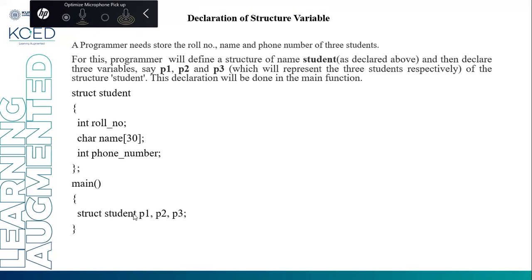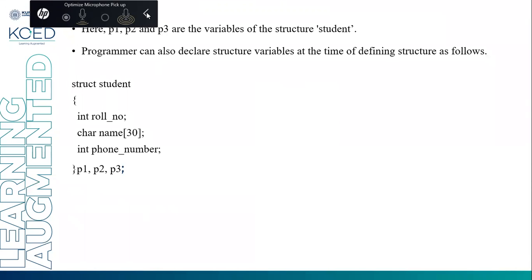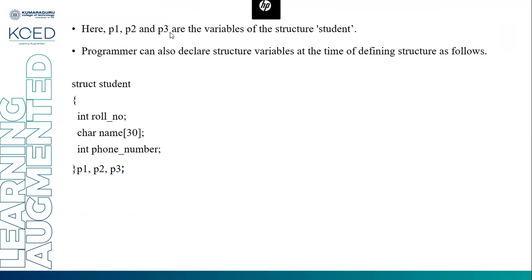It is also possible to declare a structure variable during the structure definition. Here, P1, P2, P3 are the variables of the struct student. We are declaring them after the close parenthesis, before the semicolon, where I have given the variable names P1, P2, P3. So these are three variables, and they are variables of the structure student.